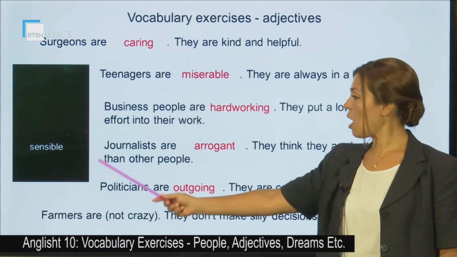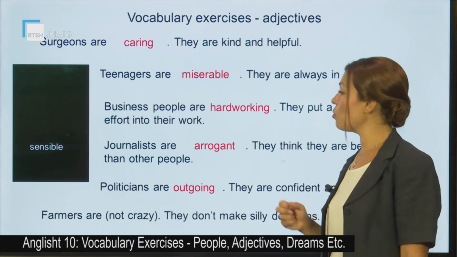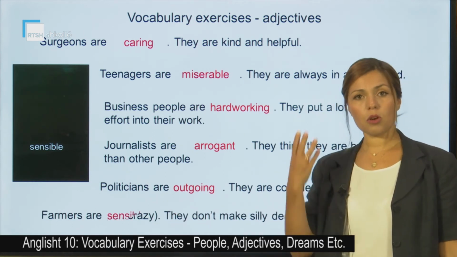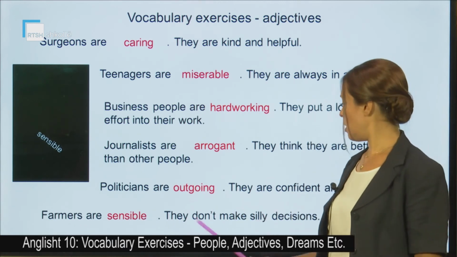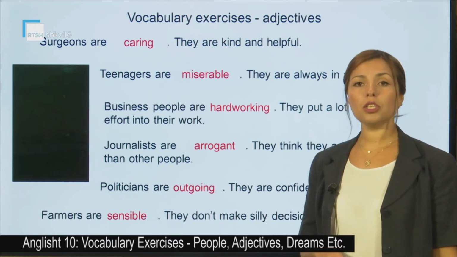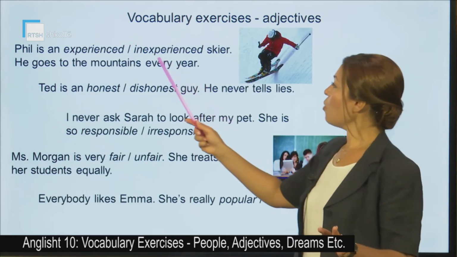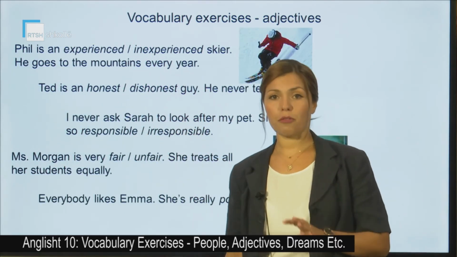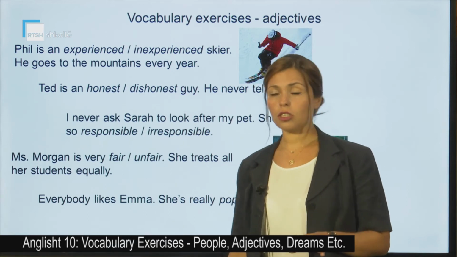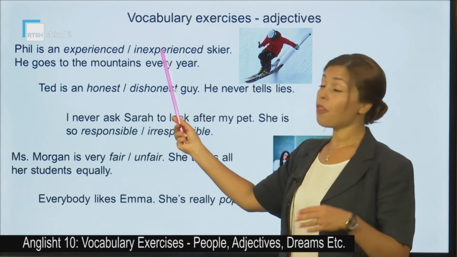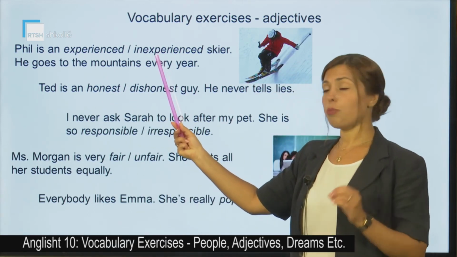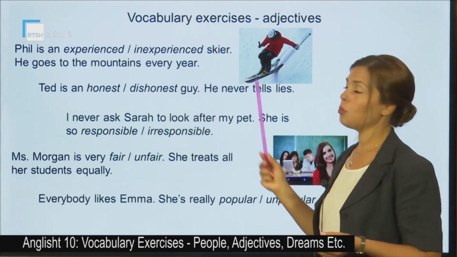All right, it's our last word. We said that the word sensible means that you are smart. Of course, not crazy. They make the right decisions. Let's move on. Now we're going to deal with some prefixes. So we've got the adjectives and their opposites using prefixes. For example, we have the word experienced and its opposite inexperienced.